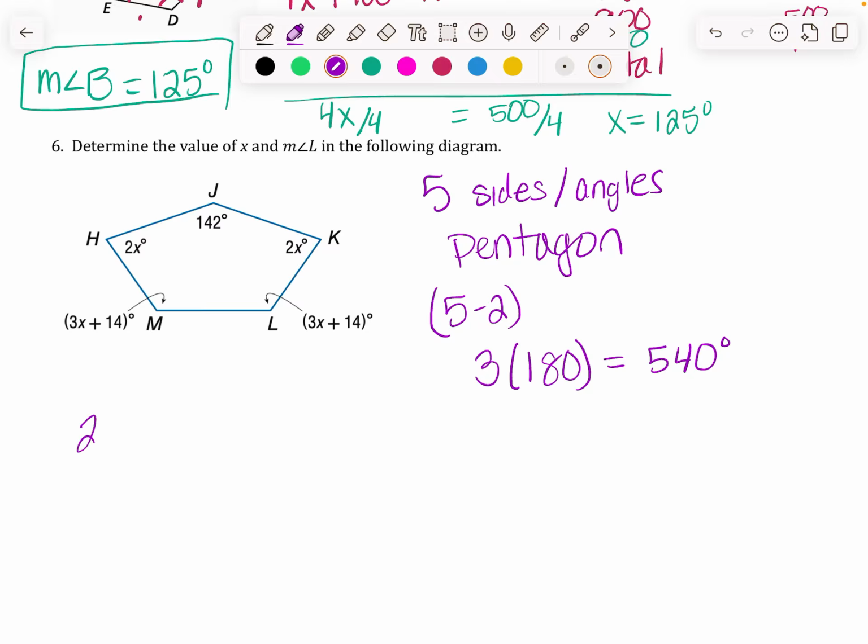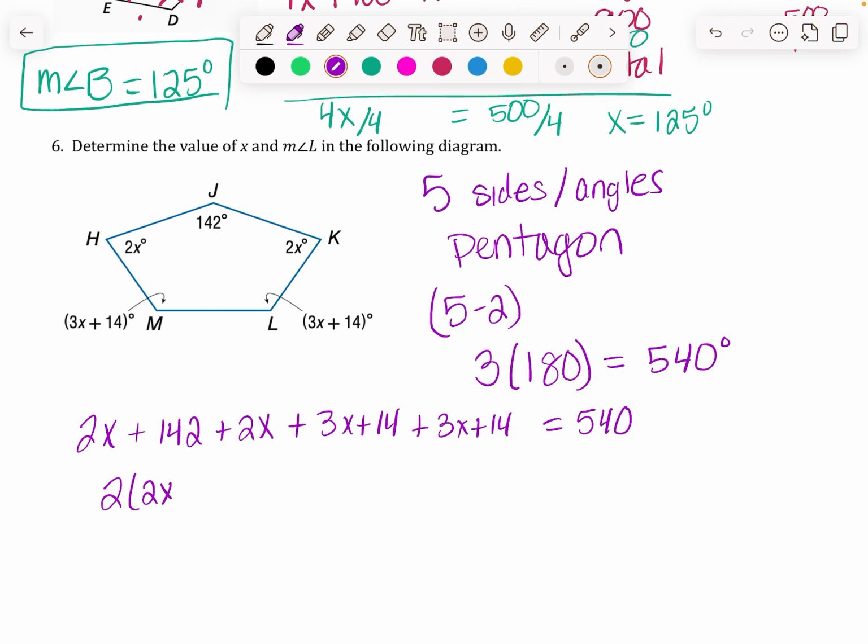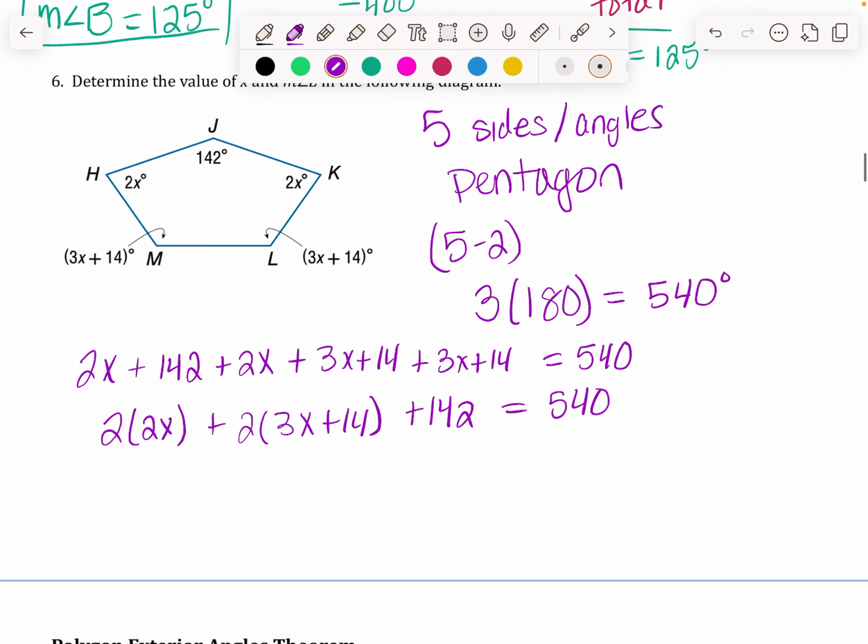So we're going to have 2x plus 142 plus 2x plus 3x plus 14 plus 3x plus 14 equals 540. Now we have a couple of angles that are the same, so if you want to save yourself a little bit of writing, you could do 2 times the quantity x plus 3 times the quantity x plus 14, plus 142 equals 540. If you do it this way, you will have to distribute. So you got 4x's and then 6x's plus 28 plus 142.